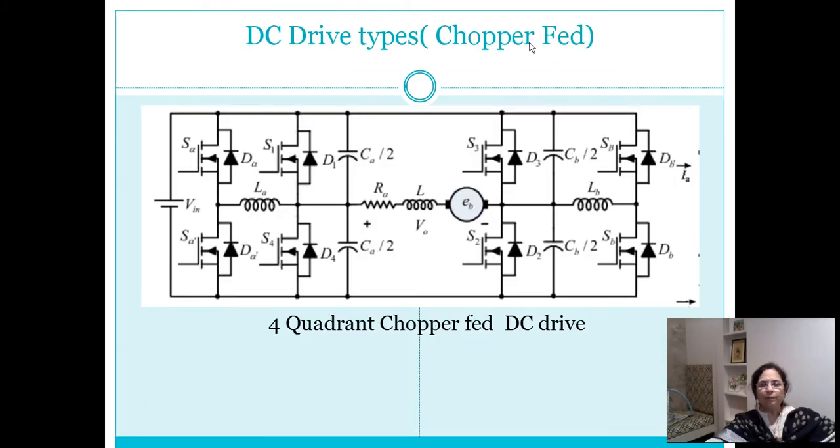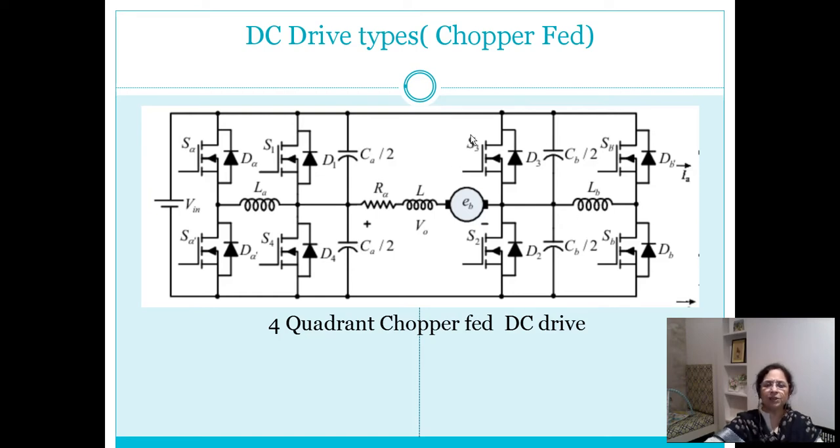Now when it comes to chopper fed configurations, I have purposely included them, as no doubt you have studied that there are type A, type B, type C, D and E choppers which will operate the motor into different quadrants. Type A and type B operate only in a single quadrant, whereas type C and type D operate in two quadrants, and type E operates in all four quadrants. So this is the diagram included for the type E chopper, and it is capable of operating this motor into all four quadrants.